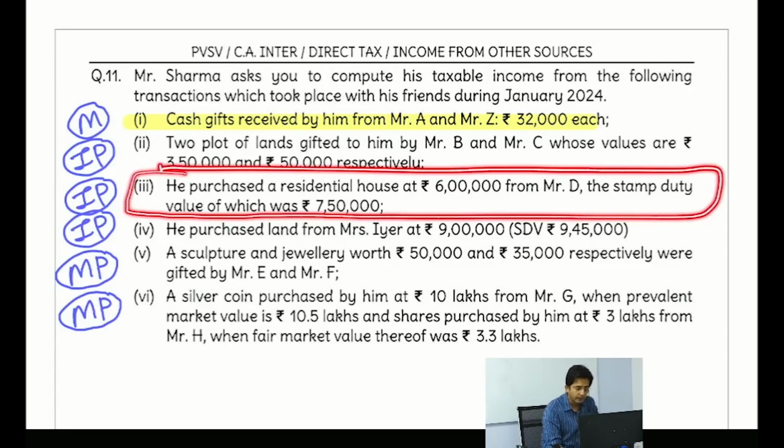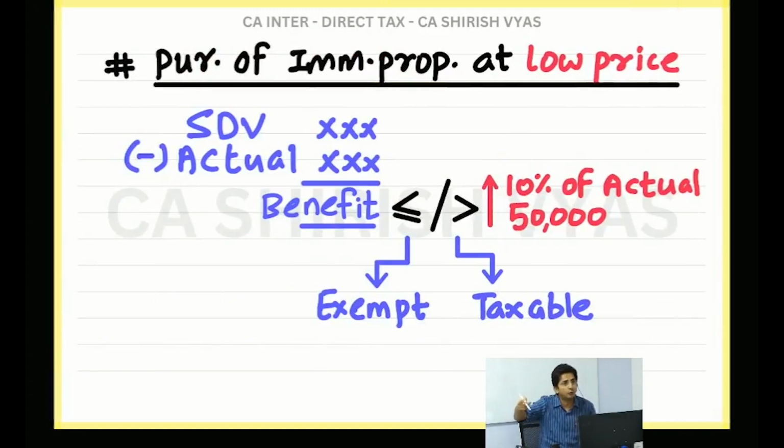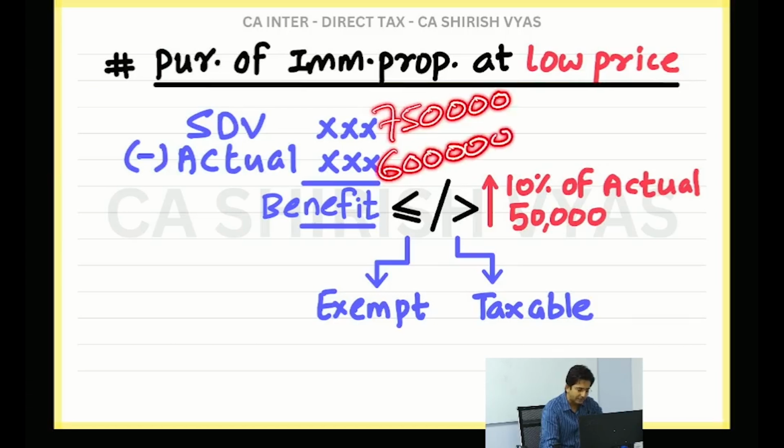See what is written. He purchased a residential house at 6 lakhs from D. Stamp duty value is 7 lakh 50, meaning market value is 7 lakh 50. But you paid only 6 lakhs. So it is purchased at low price. I have told you the technique. Answer will change from question to question, but the method will remain the same. Use this method. Keep this in your mind and use the figures of the question. Give me the answer. In the question, what is the SDV given? Stamp duty value is 7 lakh 50,000. Am I correct? And actual price is given as 6 lakhs. So what is the difference? 1 lakh 50,000 is a benefit. Now what to do?